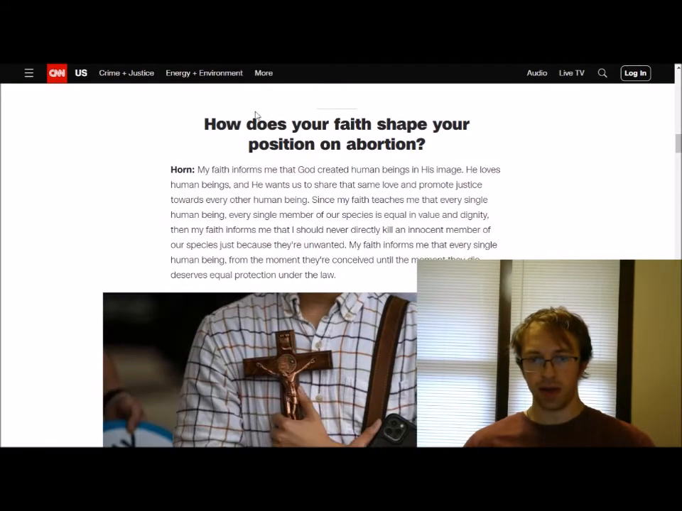We're going to come right down to here. It says, "How does your faith shape your position on abortion?" Let's read this paragraph here and try to figure out his main argument.